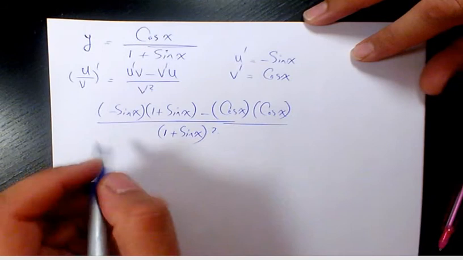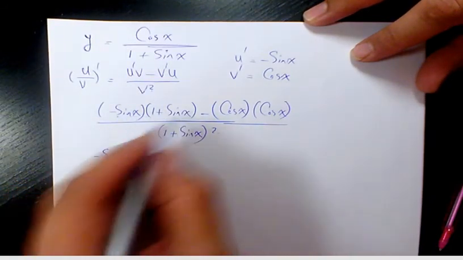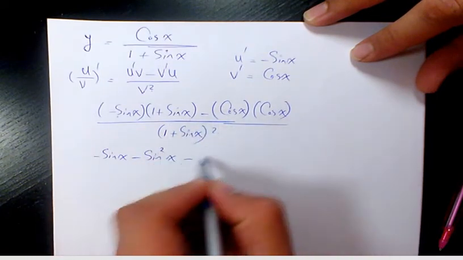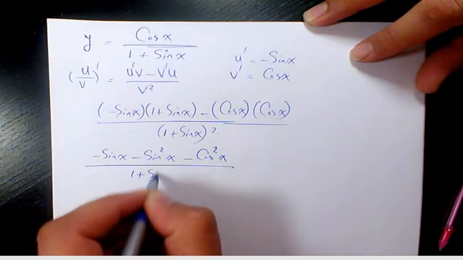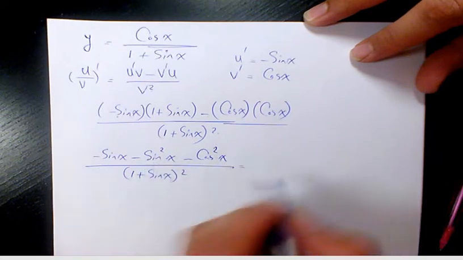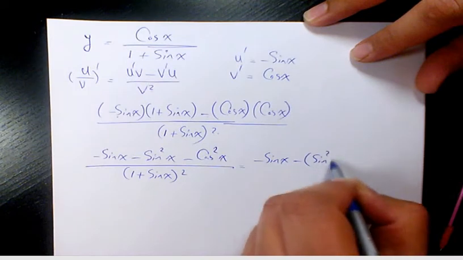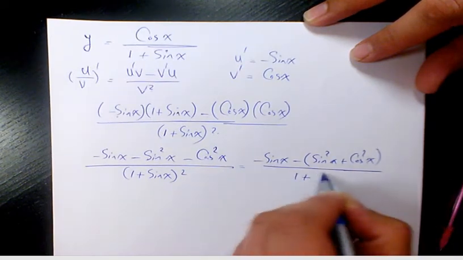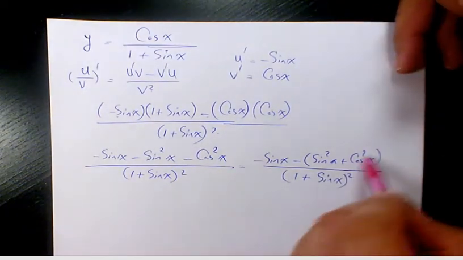Now let's simplify the numerator. Negative sine times 1 is negative sine x. Negative sine times sine is negative sine squared x. And then here we have negative cosine squared x. Then I factor negative 1 out. It's going to be negative sine x plus sine squared x plus cosine squared x. You know, sine squared plus cosine squared is always 1.